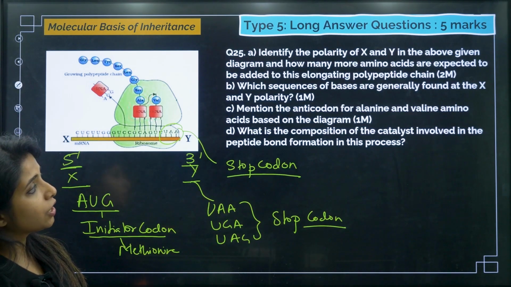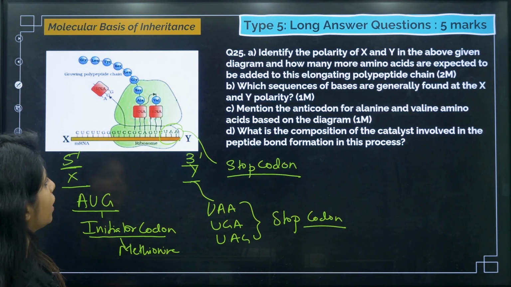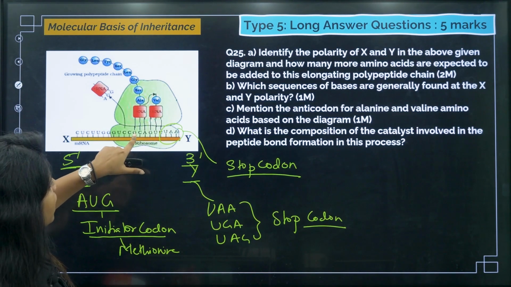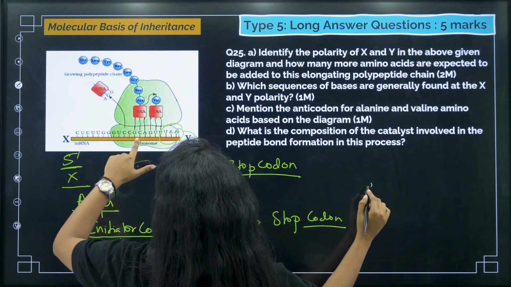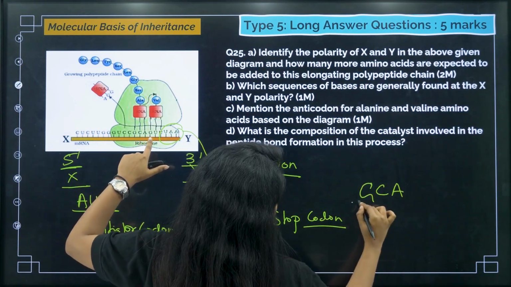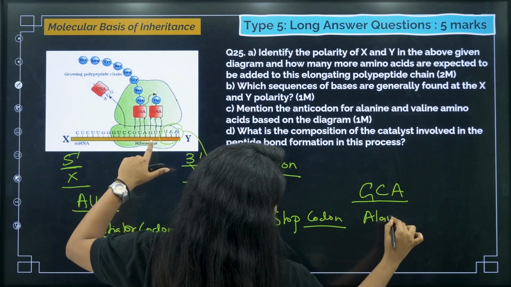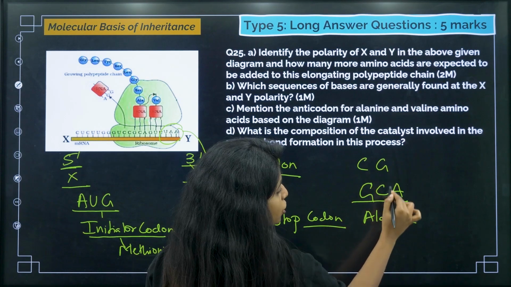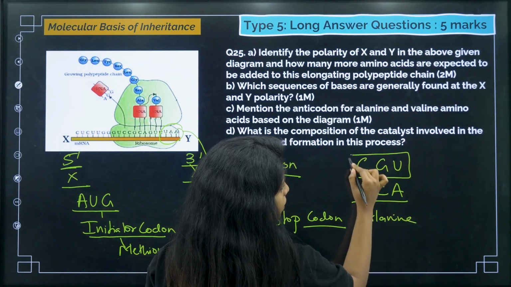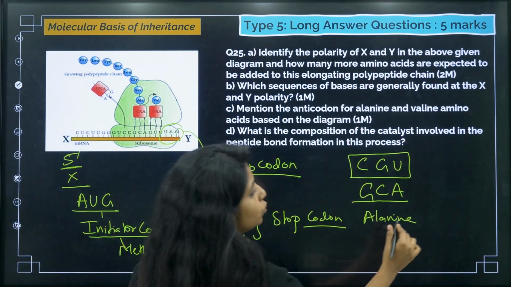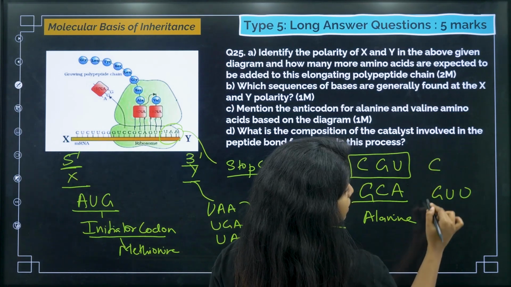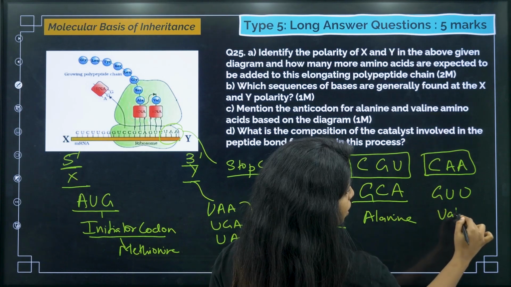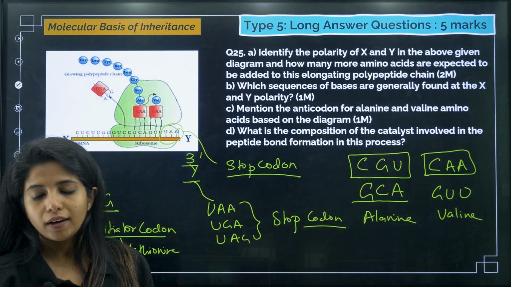Mention the anticodon for alanine and valine amino acid based on the diagram. So this is alanine and this is valine. Over here in the case of mRNA, alanine is written GCA. You have to find alanine's anticodon. If it's G here, it will be C there, C here, so it will be G there, A here, so it will be U there. And valine, if you see, it's GUU. So C, A, A there. This is the anticodon for valine.